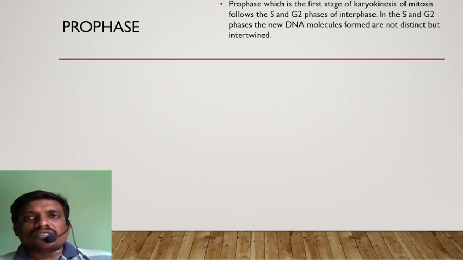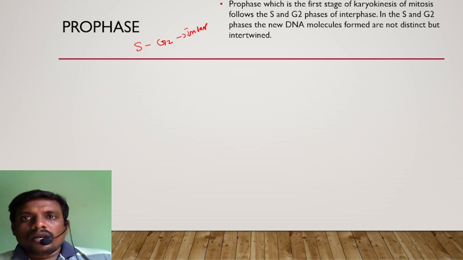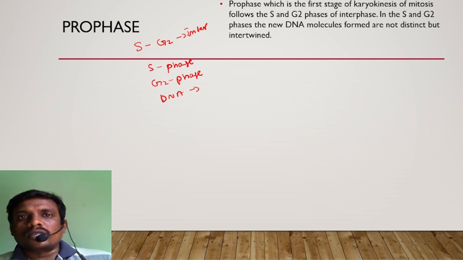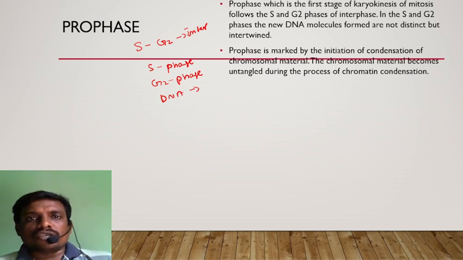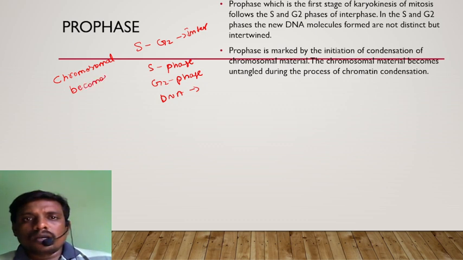Prophase, which is the first stage of karyokinesis of mitosis, follows the S and G2 phases of the interphase. In the S phase, what happens? And in the G2 phase, what happens? The new DNA molecules formed are not distinct. Prophase is marked by the initiation of condensation of chromosomal material.